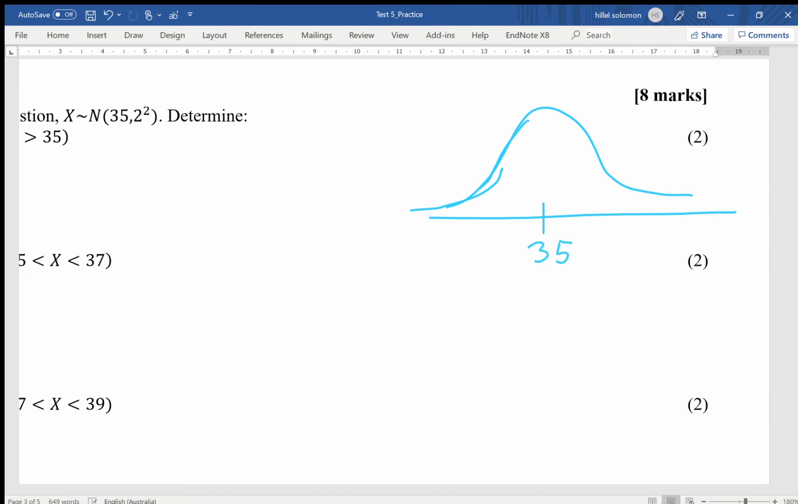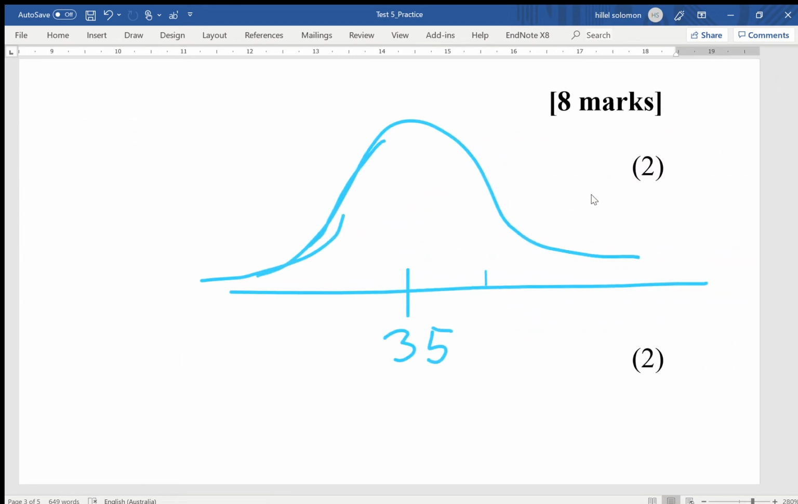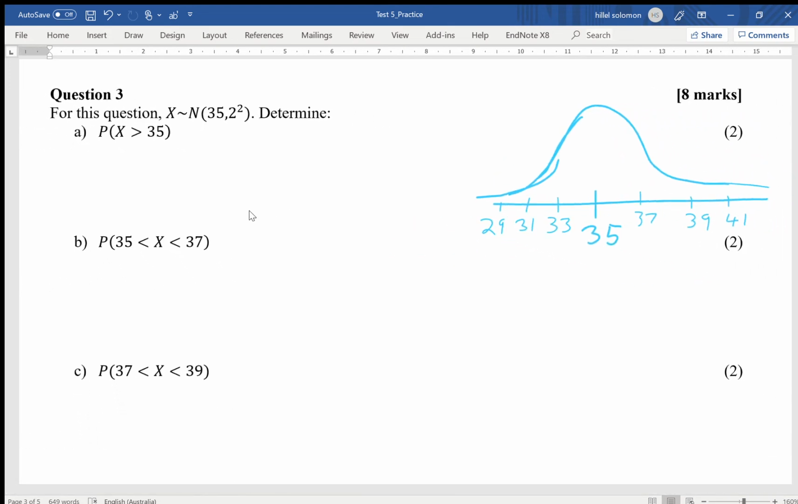And because the standard deviation is 2, I'm going to jump up in jumps of that standard deviation. So this will be 37, this will be 39, this will be 33, 31, and I'll add that third standard deviation on as well. 29 over here, and 41 up there. Now remember, because people often make this mistake, the graph does extend past that third standard deviation. Okay, let's look at these questions.